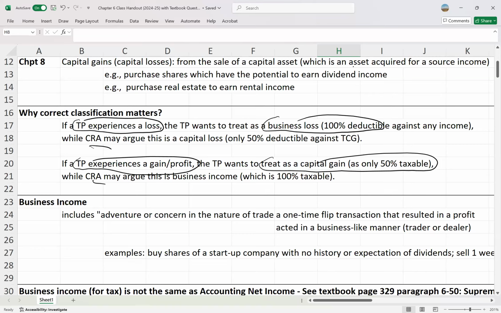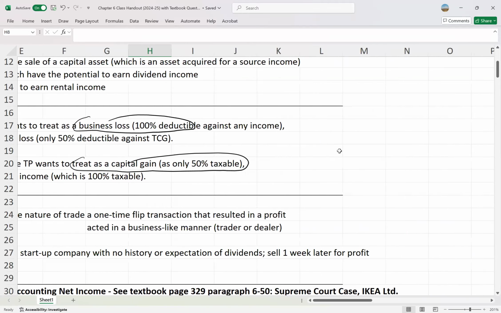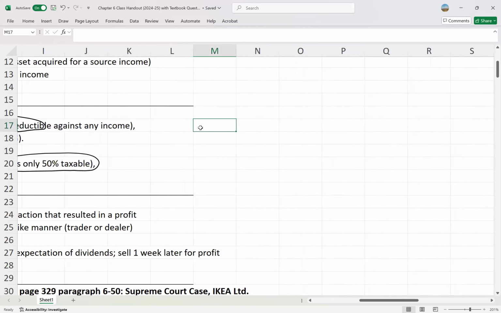So that's why these rules are important, because we want to make sure that whenever there's any source of income, whether it be a gain or loss, that it's characterized properly. One of the big areas where there are a lot of disputes between taxpayers and the CRA is on the sale of real estate.